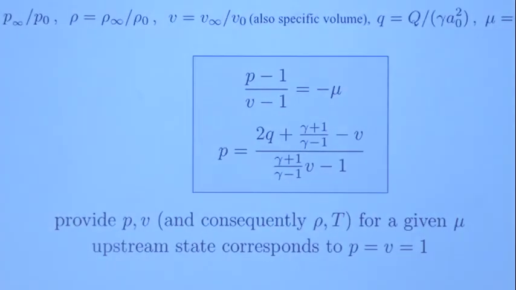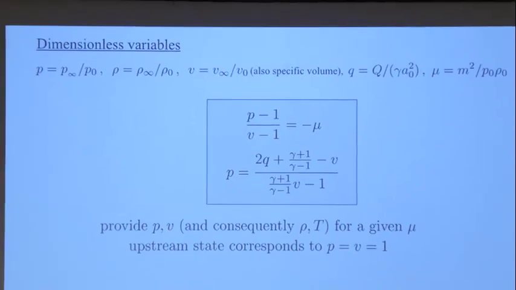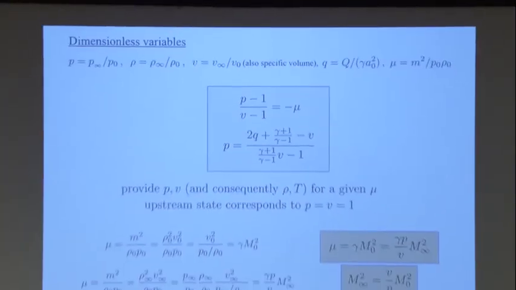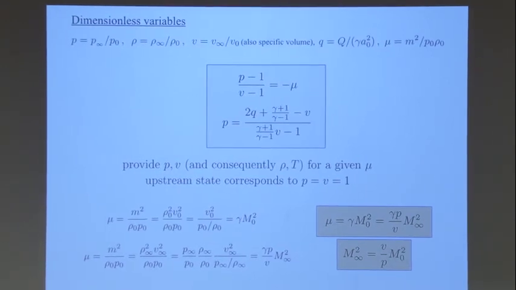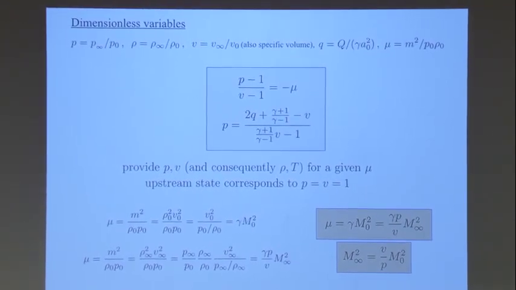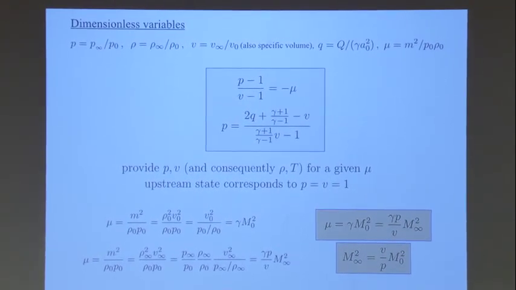So we were talking about... I think I had that already on the screen. So we wrote the Hugoniot and the Rankine and the Rayleigh line in dimensionless form, and we said that these two equations, for a given mu, namely a given mass flux, determine the final state after the wave has propagated.